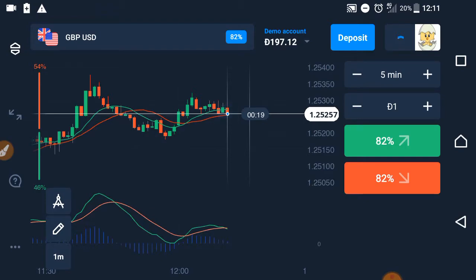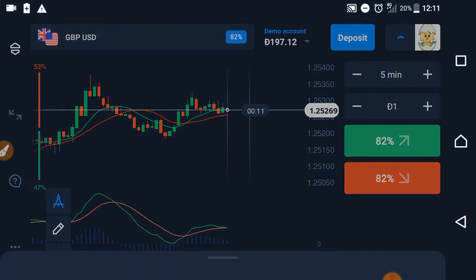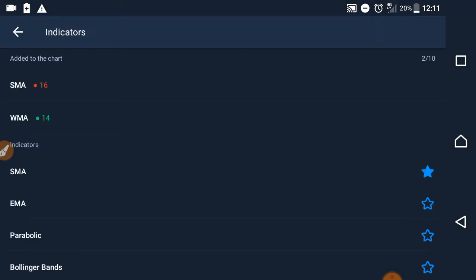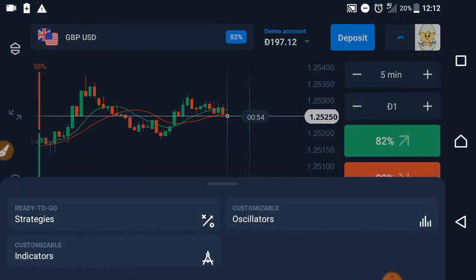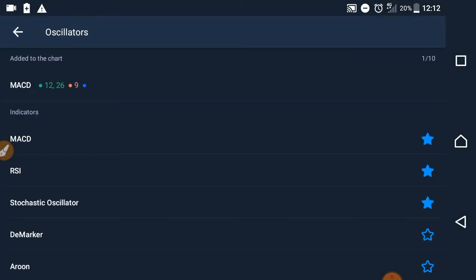What you need to do is to add your indicators and your oscillators. So we're gonna add the moving averages and the MACD. The first moving average is gonna be the SMA. So we are gonna add an SMA of 16 and a WMA of 14. So a weighted moving average of 14 and a simple moving average of 16. Then we're gonna add a MACD with standard settings. Let me just show you that just to be clear. 12, 26, and 9 are the standard settings for a MACD. So add MACD.